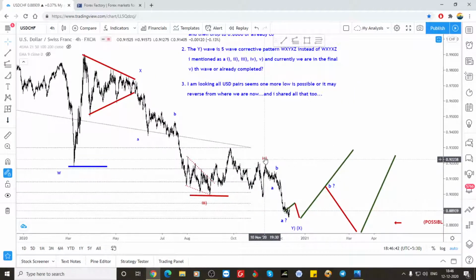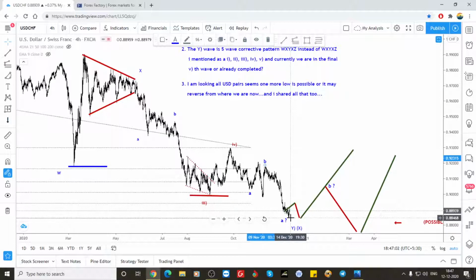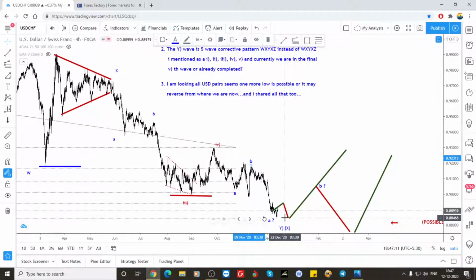Otherwise, if this is the end of the fourth wave, because I took this as a 1 2 3 4 5. If I took this as a B and C like that, if this is the A and B, C, it means it is bullish now. Exactly what I had written here is it can go above this, and again one more low is also possible, and the same thing happened. So now we can remove this, it already did.